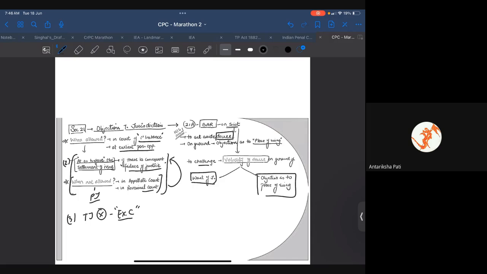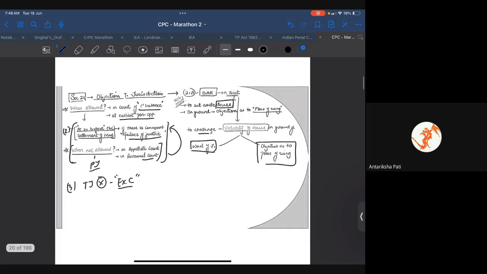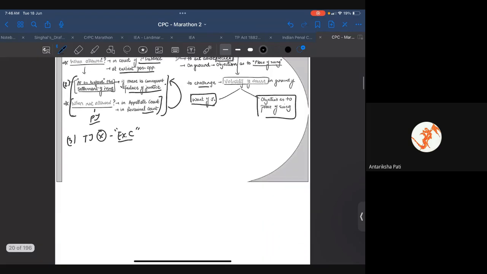Okay, you can of course make an objection in the suit itself, but you cannot file another suit to set aside the decree on the ground of objection as to place of suing, or challenging the validity of the decree on the ground of want of jurisdiction or objection as to place of suing.